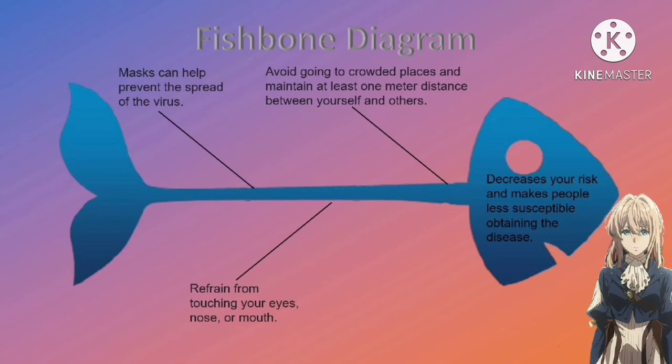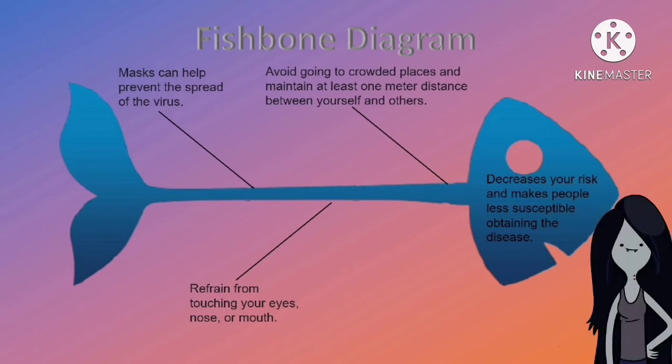The next statement says avoid going to crowded places and maintain at least 1 meter distance between yourself and others. The last statement tells us to refrain from touching your eyes, nose, or mouth. The effect of following the common health protocols and precautionary measures helps decrease your risk and makes you less susceptible to obtaining the disease. Becoming clean and healthy keeps you living a longer life.